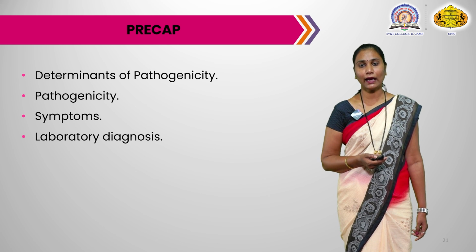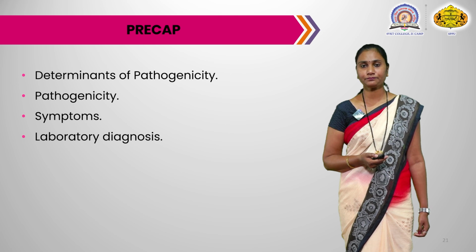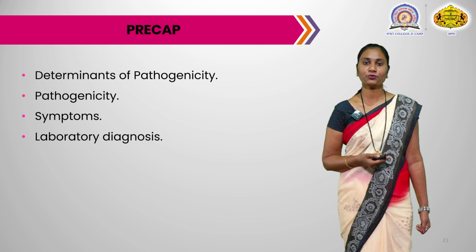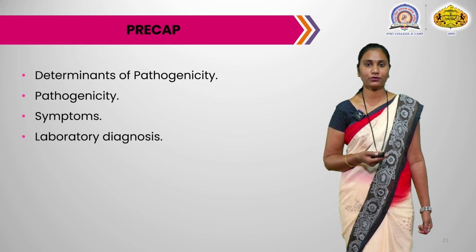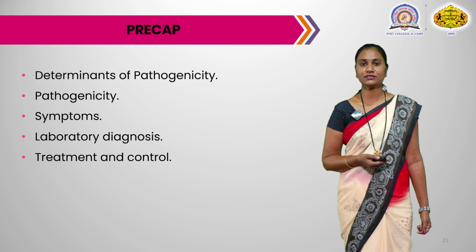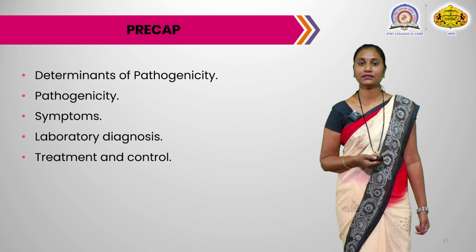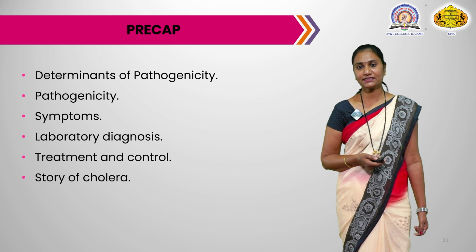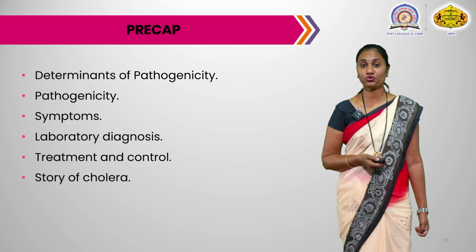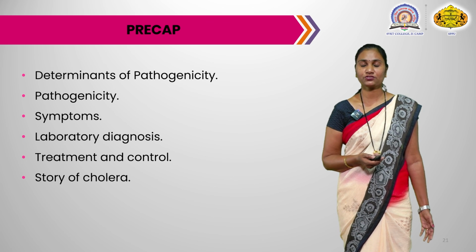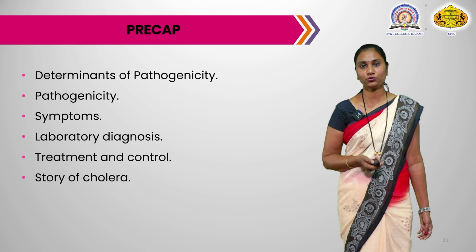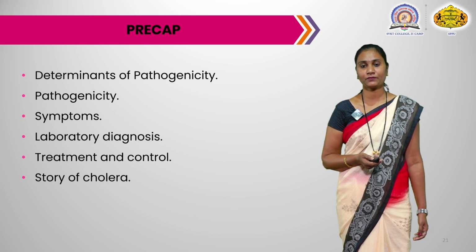Then we are going to see the pathogenicity: how Vibrio cholera enters the body of a host, how it grows, how it multiplies, how it produces toxin, and basically how it causes the infection known as cholera, followed by the symptoms associated with cholera. Then we are going to see the laboratory diagnosis: which type of sample you are going to use for identification of this organism, and how you are going to proceed with that sample. Then we are going to see the treatment and control of this infection. And lastly we will have a brief story of cholera, which is going to give you an overview of the whole two lectures on Vibrio cholera. So thank you.